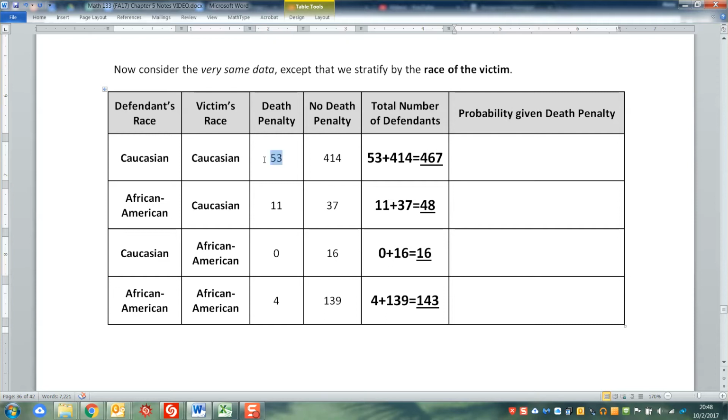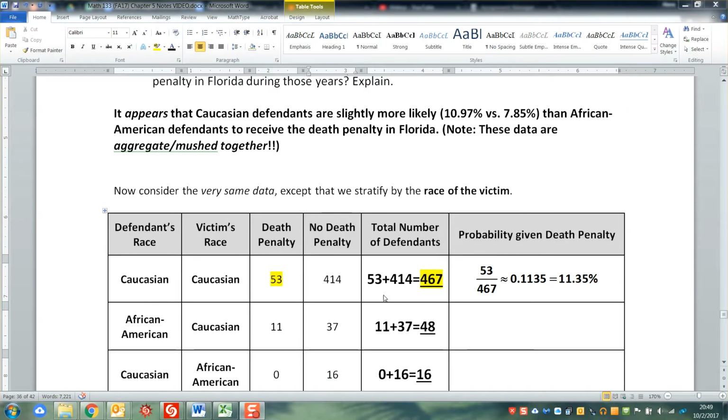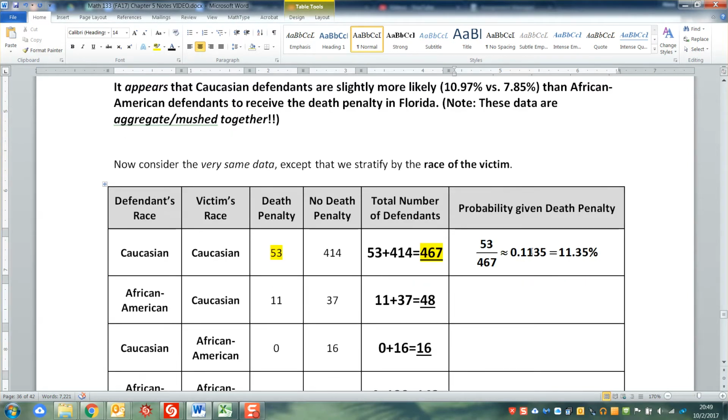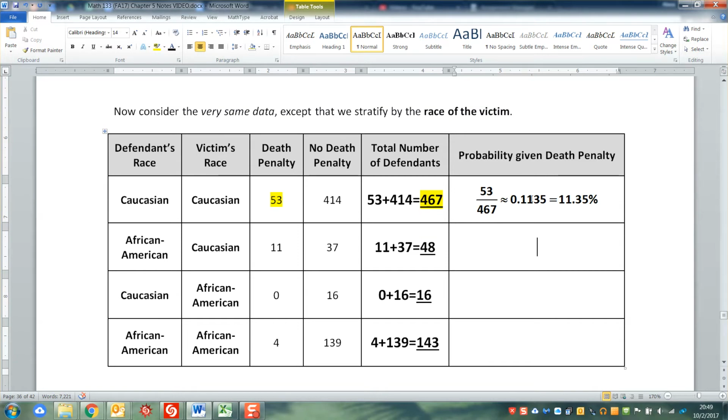Okay, so now let's look at the probability of being given the death penalty. For this first one, it'd be 53 divided by 467. So you can see that that gets you a decimal of 0.1135 or 11.35%. I'm taking the 53 and dividing it by 467.